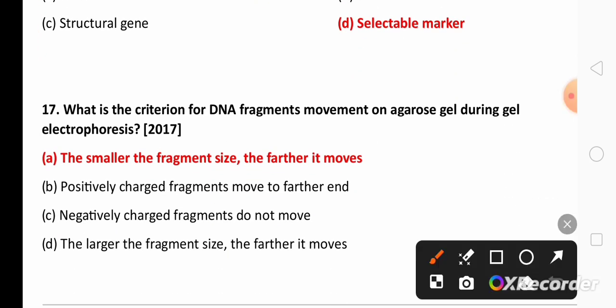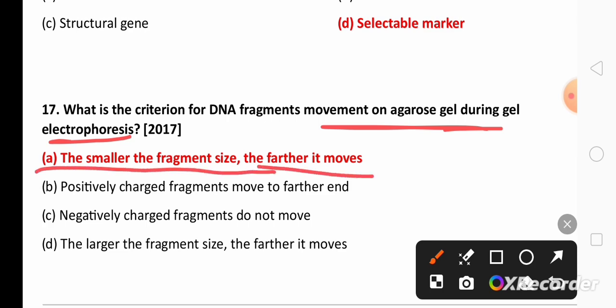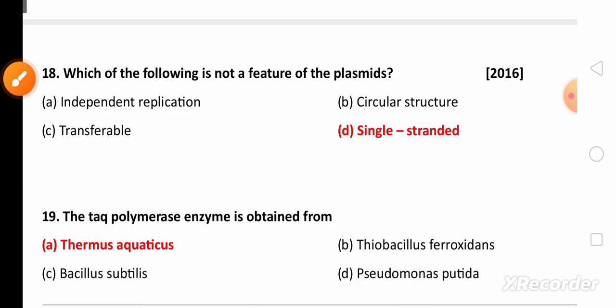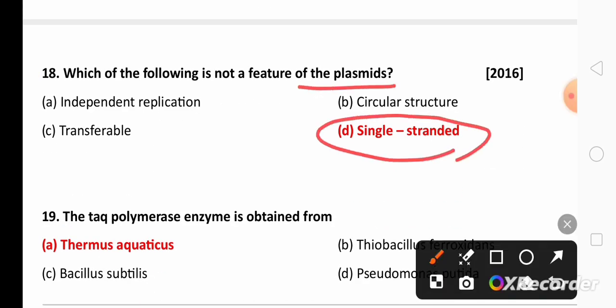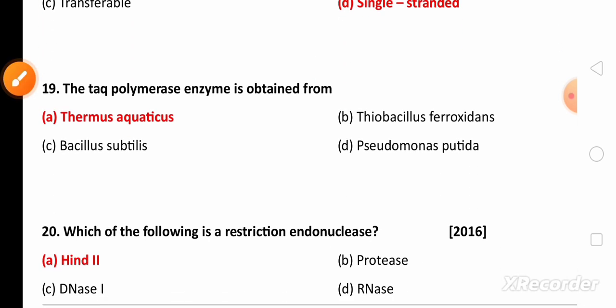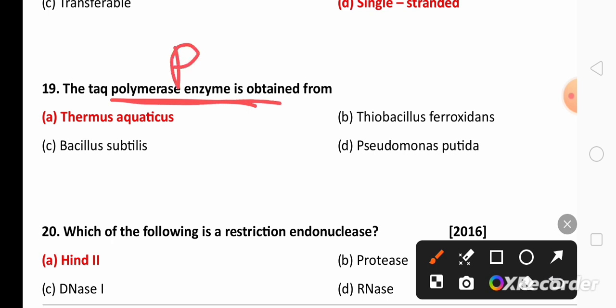What is the criterion for DNA fragment movement on agarose gel during electrophoresis? The criterion is that the smaller the DNA fragment size, the further it moves. Smaller DNA fragments can move faster in the agarose gel. Which of the following is not a feature of a plasmid? Plasmid is single-stranded is the wrong statement. Plasmid is double-stranded, independently replicated, circular in structure and transferable. These are the right statements. Taq DNA polymerase enzyme used in PCR is obtained from Thermus aquaticus bacteria.